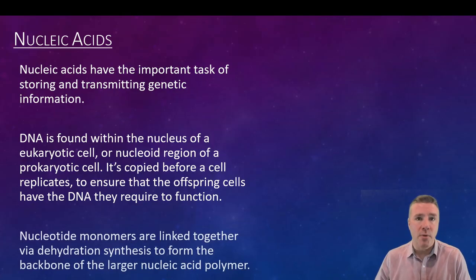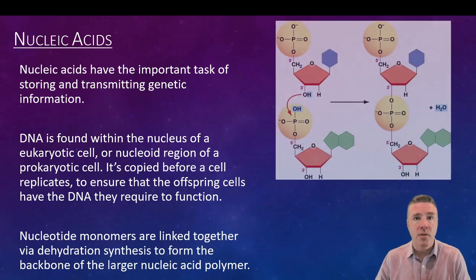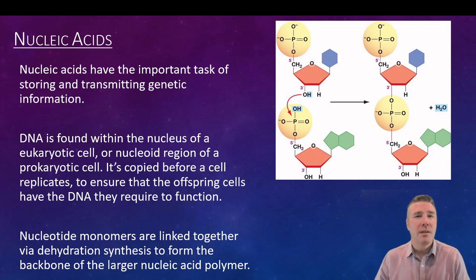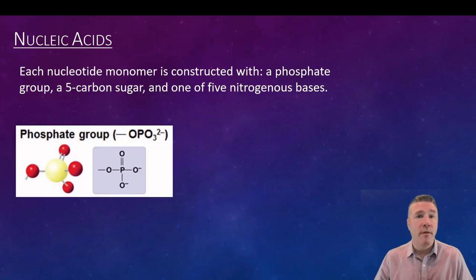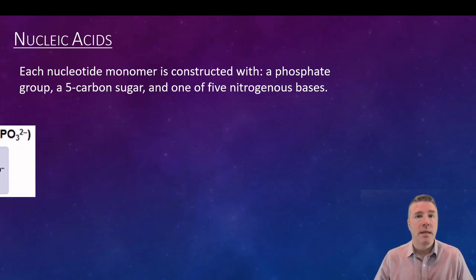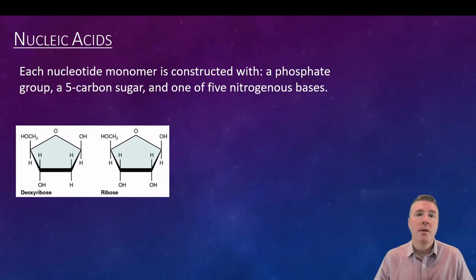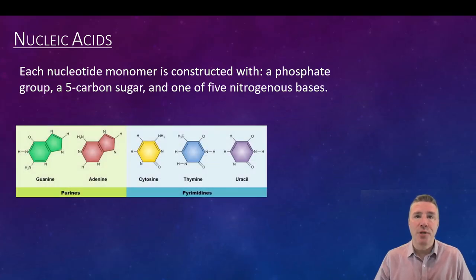The individual monomers of nucleic acids are called nucleotides, and just as with other macromolecules, they are joined together by dehydration synthesis. Now, let's take a look at the structure of a single nucleotide. Individual nucleotides are constructed of three smaller components: a phosphate functional group, a pentose sugar, and one of 5 nitrogen-based molecules. In a much later unit, we will explore the significance of each of those nitrogenous bases.